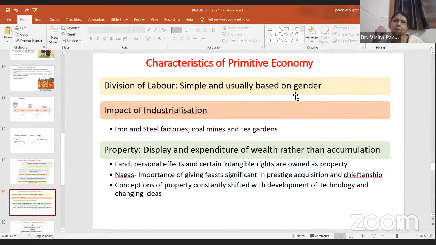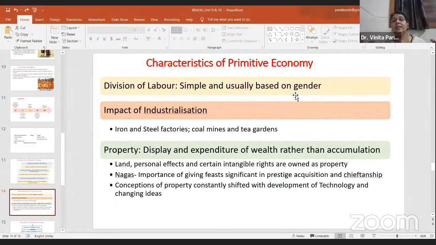Now we are seeing in primitive economy there is immense impact of industrialization. In the Northeast zone, by and large, the majority population belongs to scheduled tribes. Most of them belong to different tribal communities. The Northeast is also known for all our tea gardens. Am I right, friends? Assam tea is world famous, and in Assam, in Manipur, we have many tribes like Khasis, Nagas, who are living in the northeastern parts.